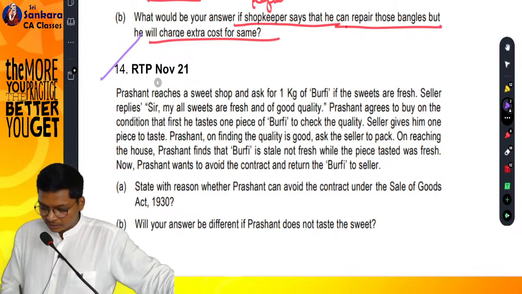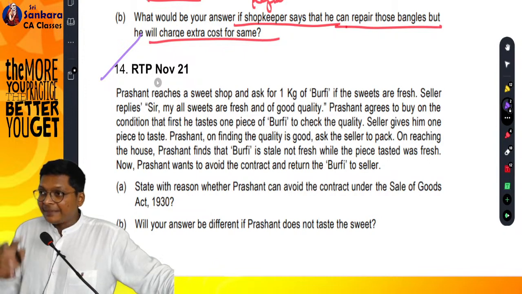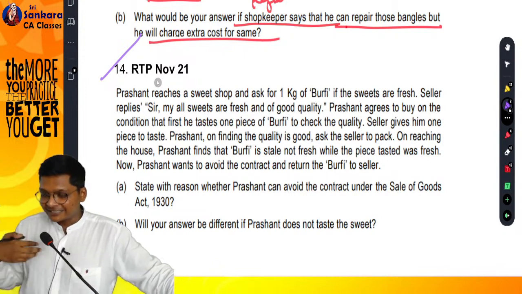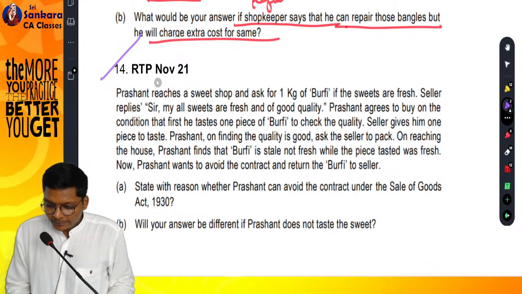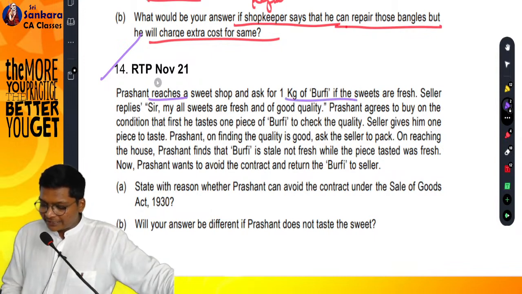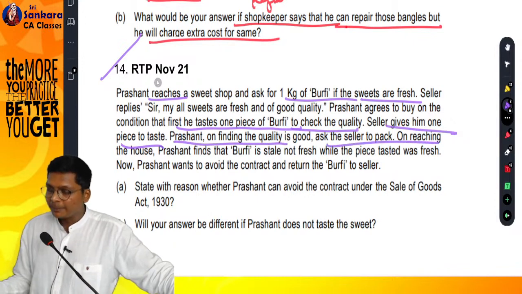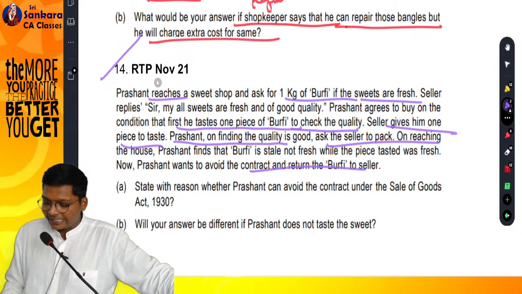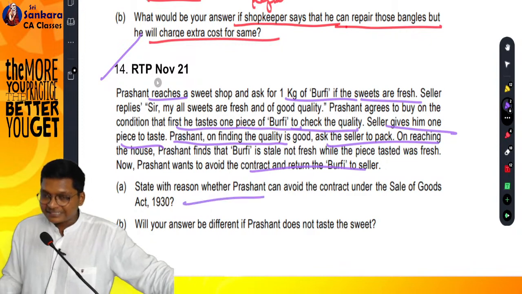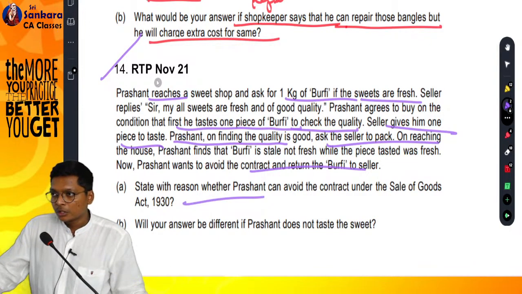What is the answer, guys? Implied condition, sale by sample as well as description. Here they are saying Prashant went to a sweet shop and ordered 1 kg of barfi. He first tastes 1 piece of barfi to check the quality, and the seller gives him a piece to taste. After that, Prashant says quality is good and purchases. Later, the quality is not good. Can he avoid? Yes, because the sale by sample is not matching with the bulk.